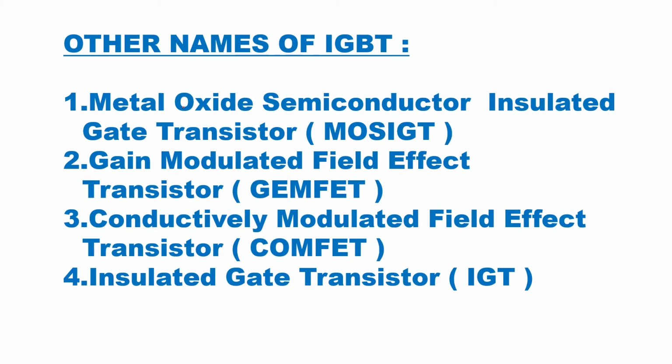So you have other names of IGBT also. IGBT can also be called metal oxide semiconductor insulated gate transistor, MOS IGT, or gain modulated field effect transistor, GEMFET. It can also be called a conductively modulated field effect transistor, COMFET, or insulated gate transistor, in short, IGT. Okay, so it is IGBT, which is insulated gate bipolar transistor.